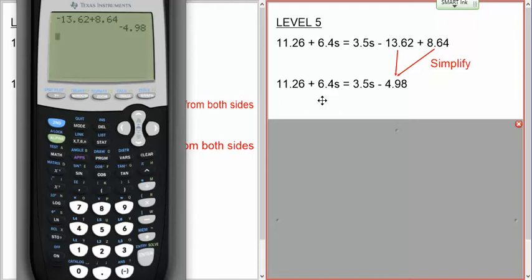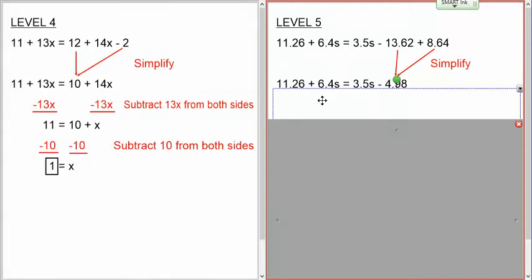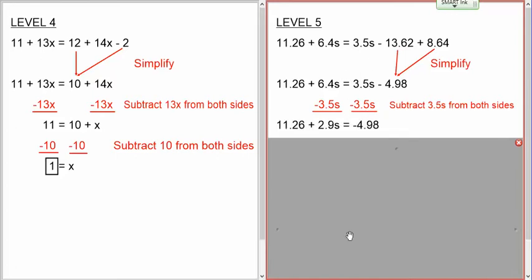All right, again, we do have decimals, which makes it look kind of ugly, but the process remains the same. Get the variables on one side, then get everything away from the variables, then basically divide on both sides. So I'm going to do this one by subtracting 3.5s from both sides to get rid of this 3.5s. That gives me this equation, 6.4s minus 3.5s is 2.9s.